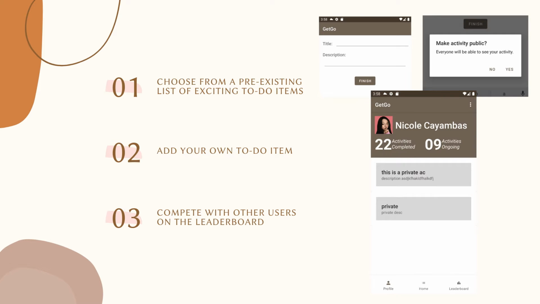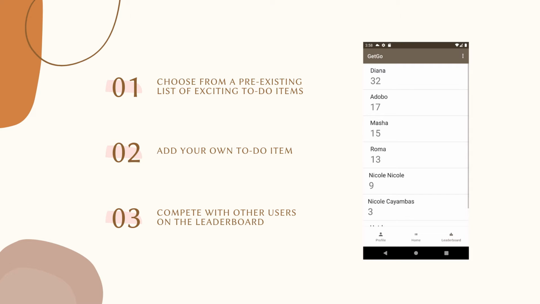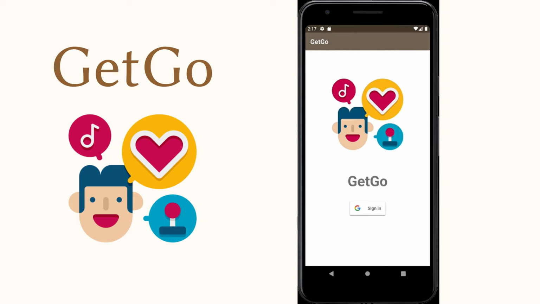GetGo also has a leaderboard. With a leaderboard, users now have the motivation to do as many activities as they can. They can compete with other users while earning fun memories and skills along the way. I'll be discussing its layout and intents. To start it off, let us open our application.